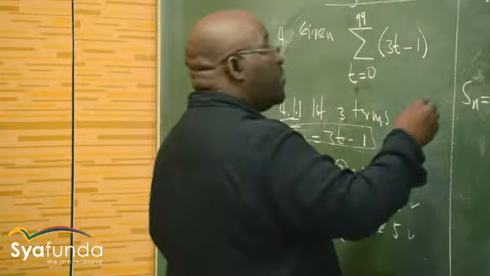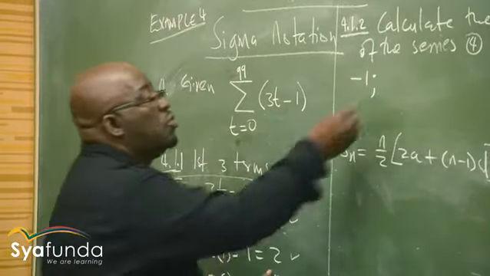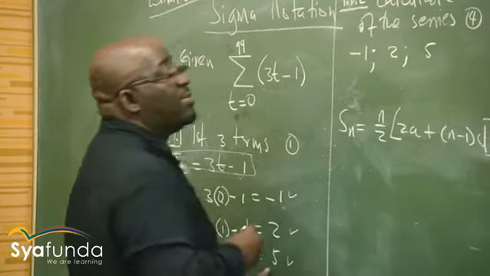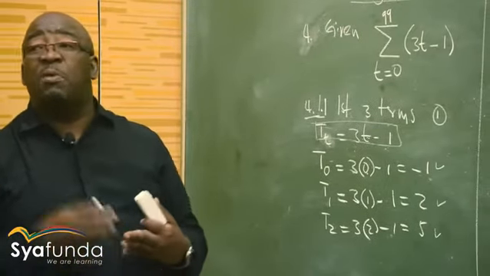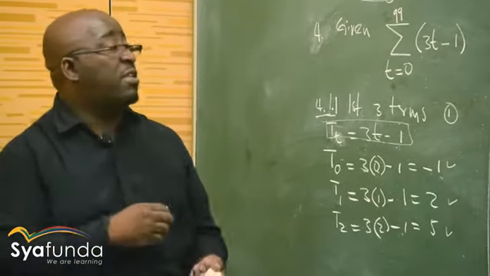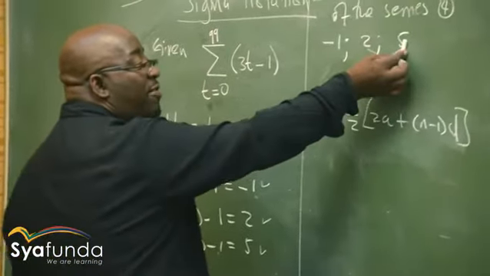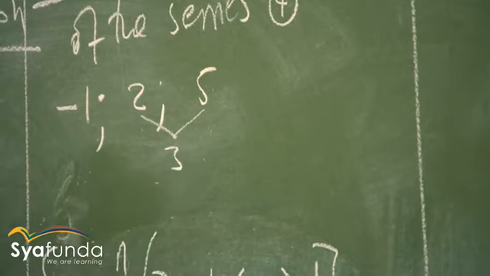Let's check it. What is the first term? It is minus 1. What is the next term? It is 2. What is the next term? It is 5. These are the 3 terms of my series. Let me check if it is indeed arithmetic. We see arithmetic if there is a common difference. Let us check the difference between these. What is 5 minus 2? 5 minus 2 is 3.